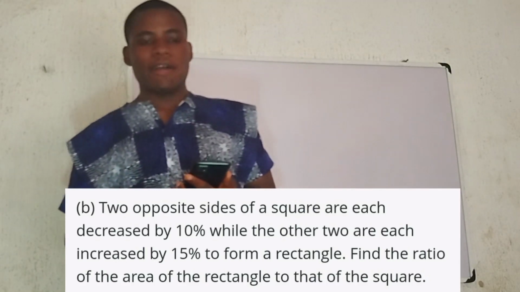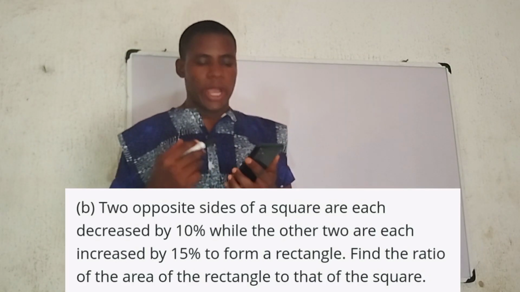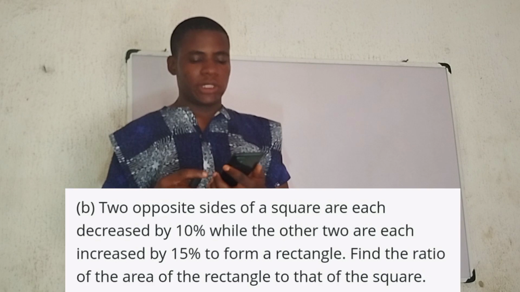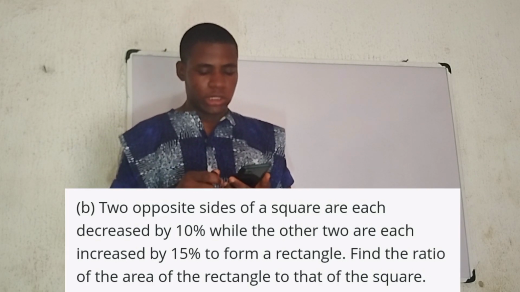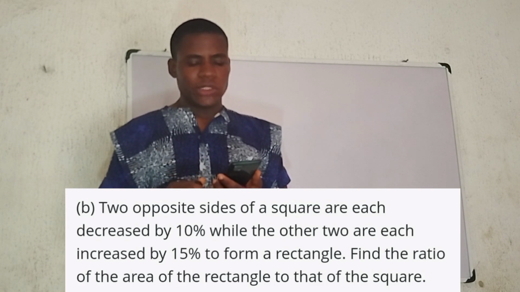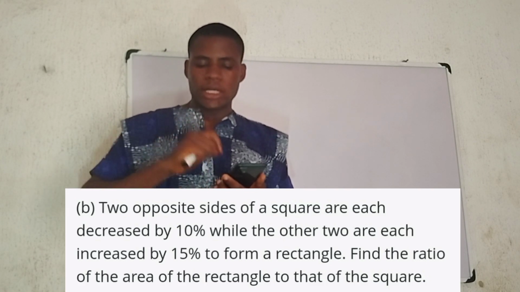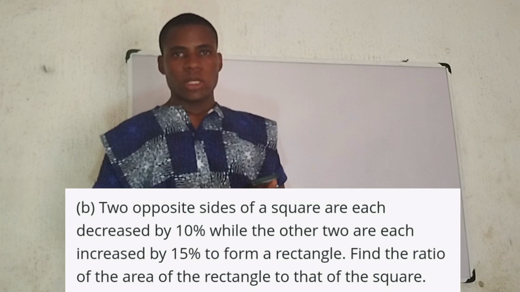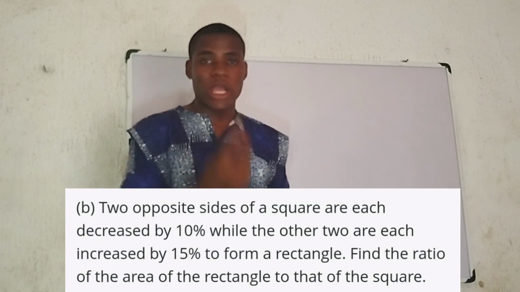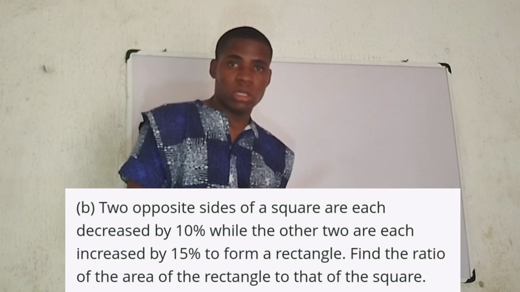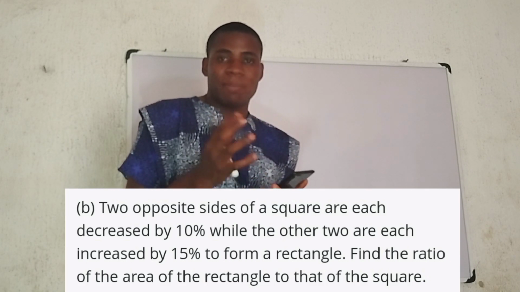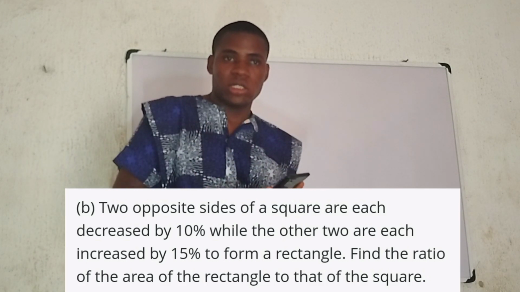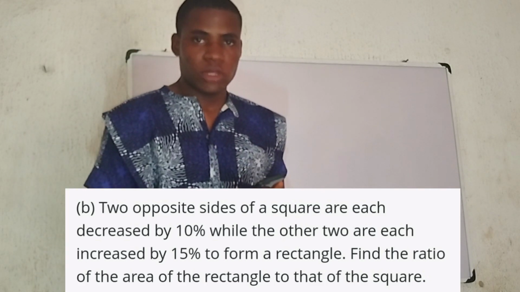On our screen today, we have a question: two opposite sides of a square are each decreased by 10%, while the other two are each increased by 15% to form a rectangle. We have to find the ratio of the area of the rectangle to that of the square. Now, this question is just like we have a square, and something happened to some of the sides to form a rectangle. Do you understand?